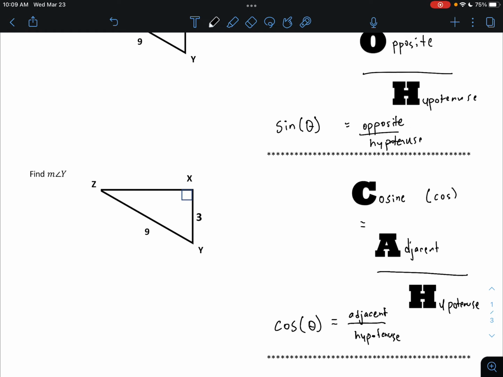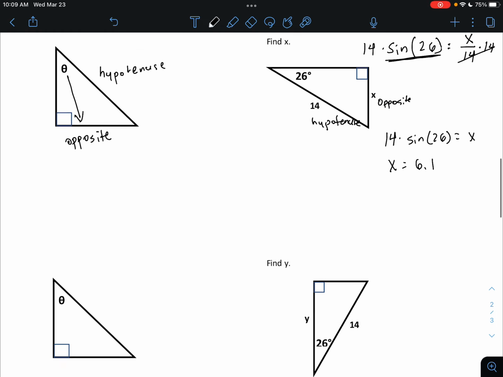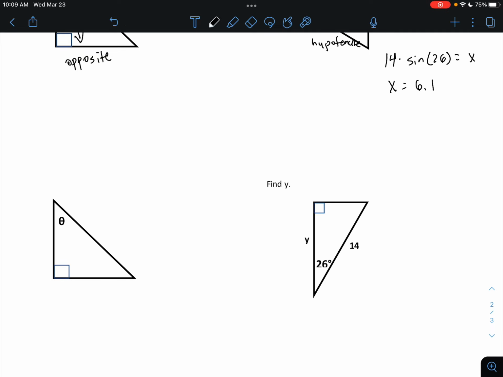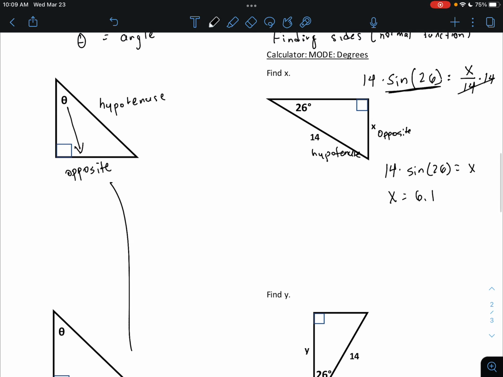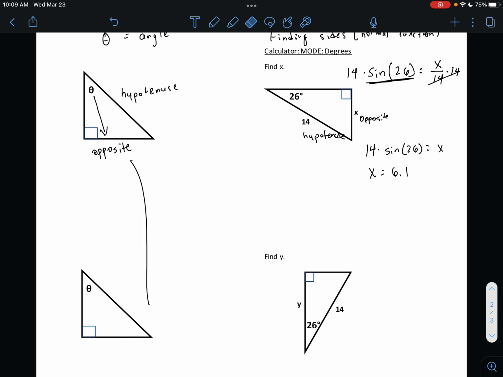If you flip open your page to the left side, the adjacent side is the side next to the angle. So if you notice here, we have two of the same triangles. The opposite side is directly across from the angle. And the adjacent side is next to the angle that we're talking about. It is directly to the side of the angle. And our hypotenuse stays the same. Our hypotenuse is always the side across from the right angle.